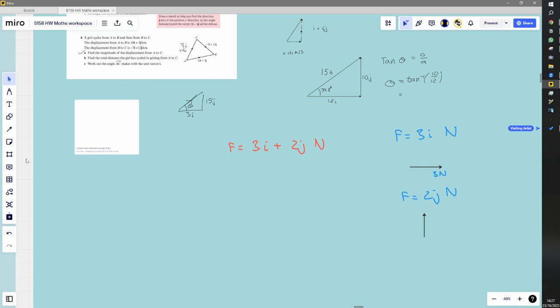So I would actually probably want to change the length of this arrow here, because it wants to be about 2/3 the length of that one. So that's the direction of the force, and the size of the force is 2 newtons.